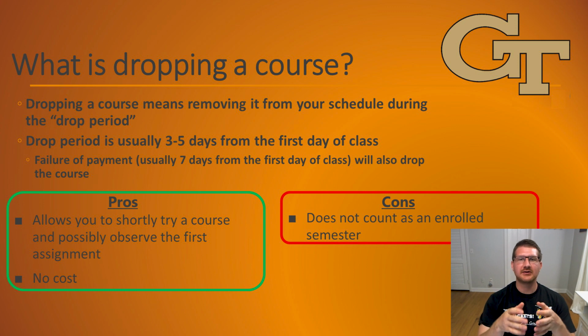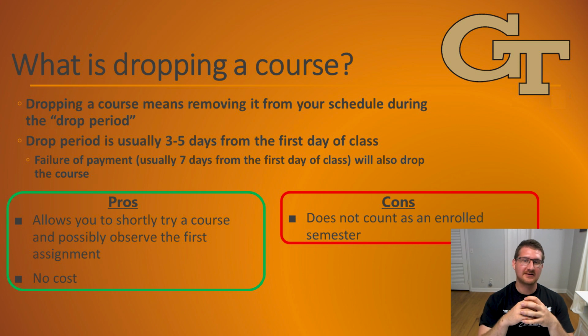Dropping a course means removing it from your schedule during the drop period. The drop period is usually 3 to 5 days after the class begins, which really isn't a lot of time. So if you're going to drop the course, you really need to be doing it quickly or thinking about it before the class starts.